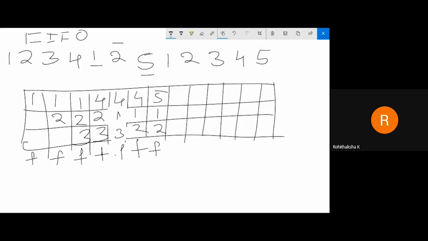So now it is 1. So it is already present. That particular page number is already present. So I'll say 5, 1, 2, and it is a page hit. Then 2, yes, and 5 is already present. So 5, 1, 2, it is a page hit.